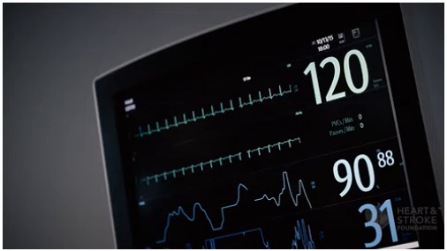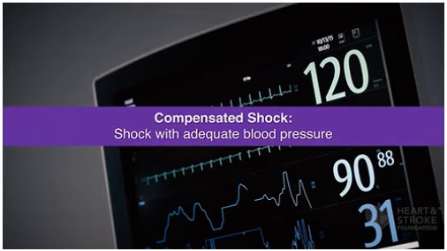After the child has been categorized as having one of the 4 kinds of shock, it is essential to define the severity as being either compensated or hypotensive. Shock with adequate blood pressure is termed compensated shock. Patients in compensated shock may have a normal or even high systolic blood pressure due to the fight or flight response. This compensatory mechanism produces systemic vasoconstriction that initially maintains blood pressure.